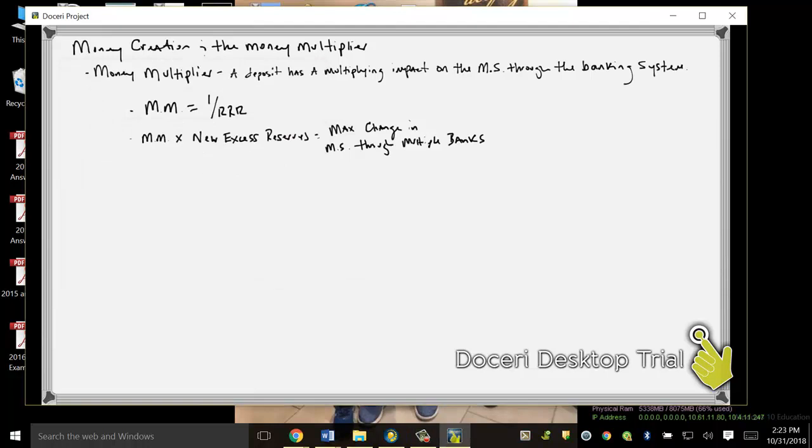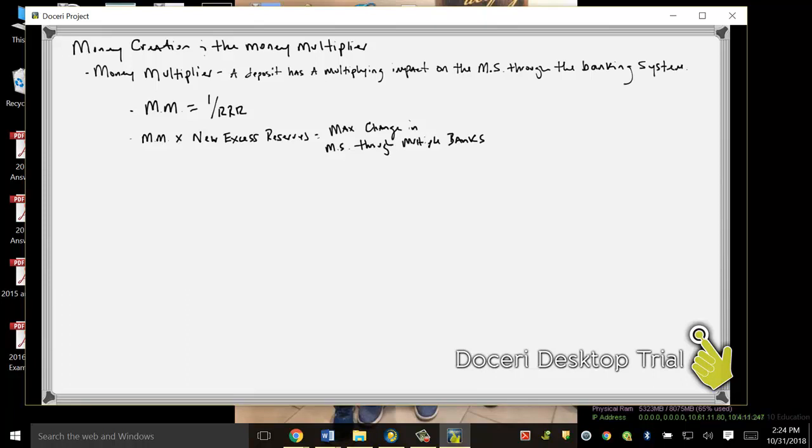Okay, so today we're going to talk about money creation and the money multiplier. Specifically, we're going to focus on the money multiplier. Last video, we talked about money creation and how that was the bank's ability to increase the money supply by loaning out excess reserves. So today, we're talking about how a deposit that creates excess reserves can have a multiplying impact on the money supply through multiple banks, or through the banking system.